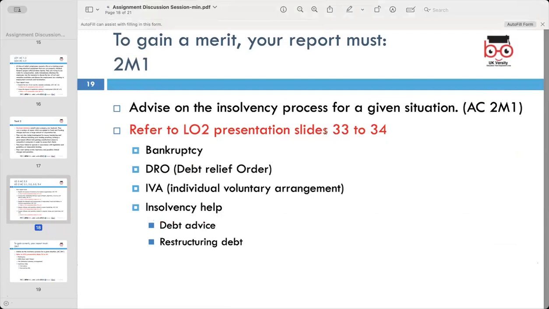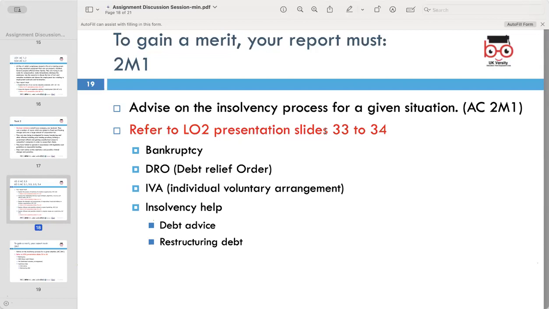Here you can advise on the insolvency process to given situations considering bankruptcy, debt relief order, individual voluntary arrangement, insolvency help, debt advice and debt restructuring. You can also briefly explain bankruptcy as an option in the insolvency process.